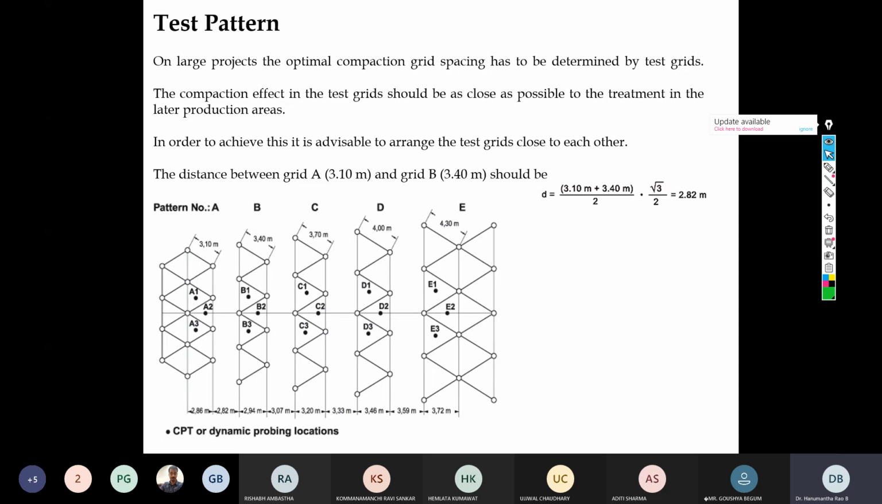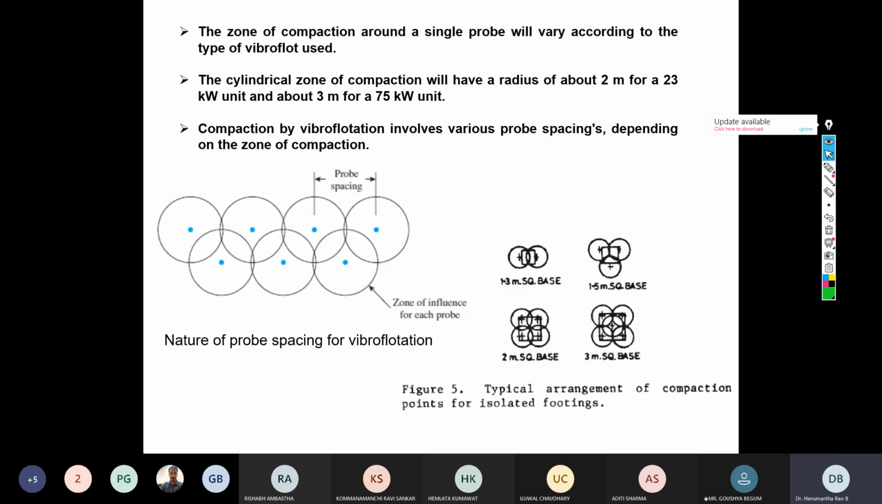Now, as I discussed yesterday, to ascertain the degree of improvement, normally we will conduct either the standard penetration test or the cone penetration test. In the case of vibroflotation, the cone penetration test is widely used to measure the degree of improvement. This is some more information, depending upon the foundation or footing type, on how many probes must be inserted into the ground. This part we also discussed yesterday. So, just a recapitulation, and there are one or two important points.